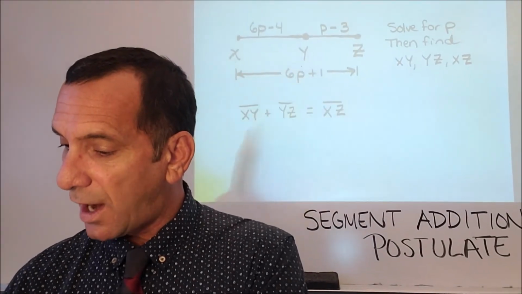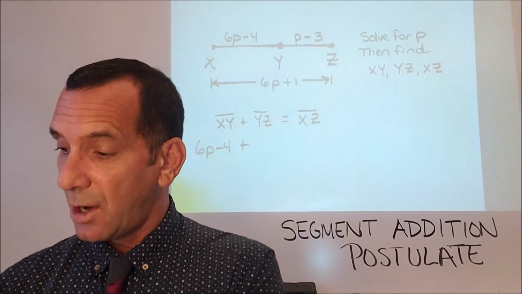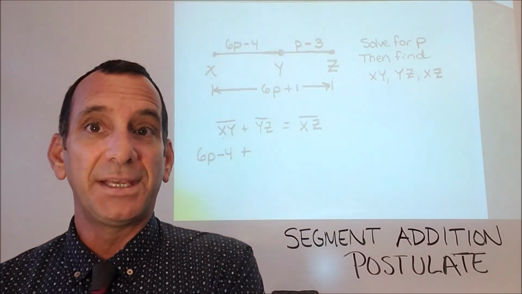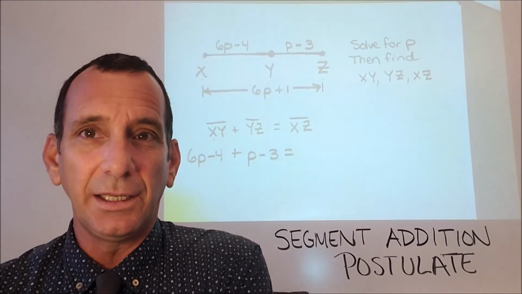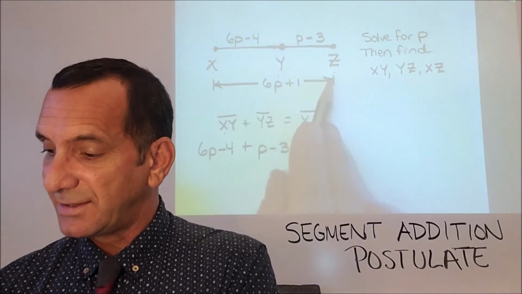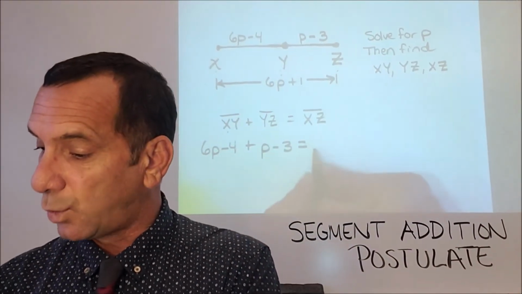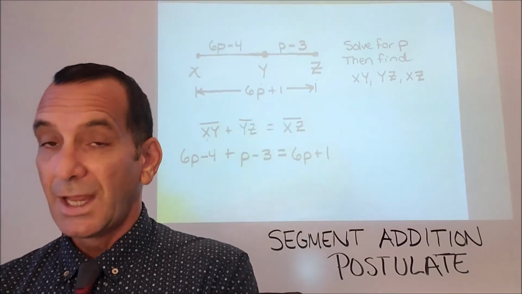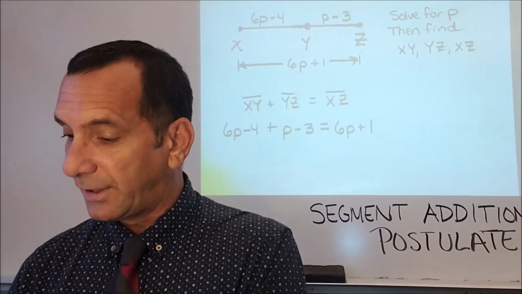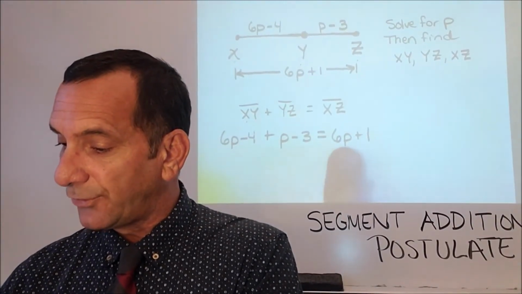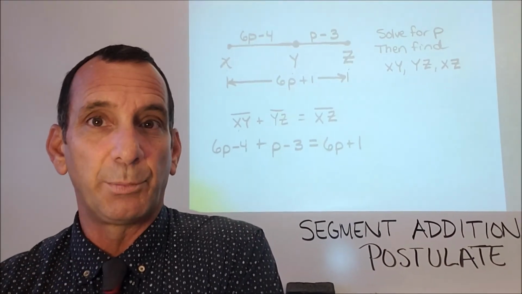So I've got XY is 6p minus 4 plus YZ is p minus 3. All of that equals XZ, which is represented by the expression 6p plus 1. Now, I've got an algebraic equation. I want to be a little bit careful solving it because it has variables on both sides. But I want to get all those p's together and solve for p.